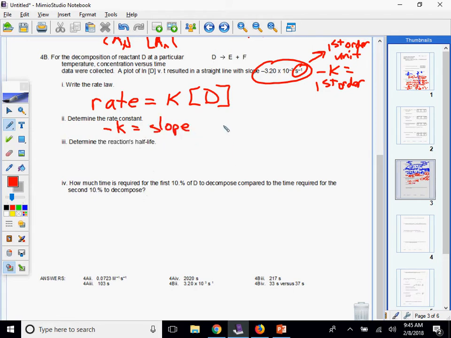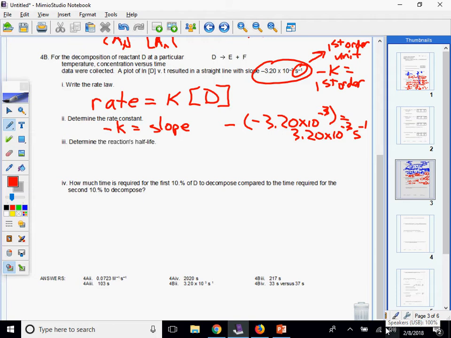So negative K equals negative 3.2 times 10 to the negative third, is that negative first? Well, that's what I just asked y'all. All right, S to the minus 1. Okay, understand? That's how it becomes positive.